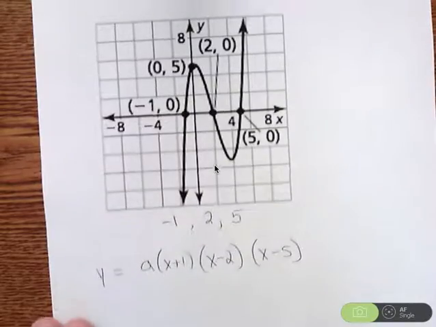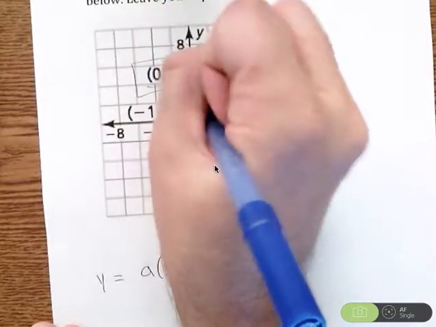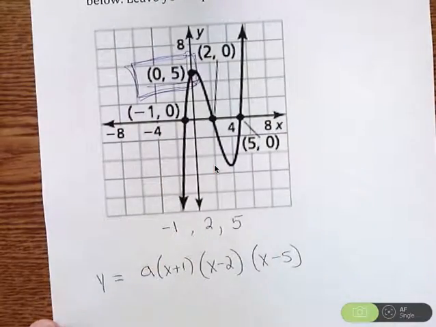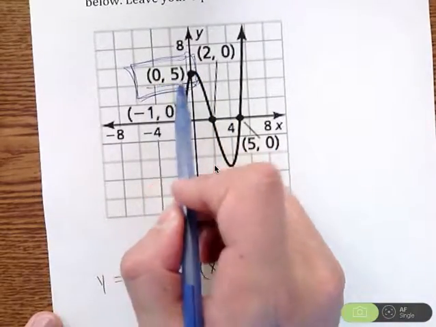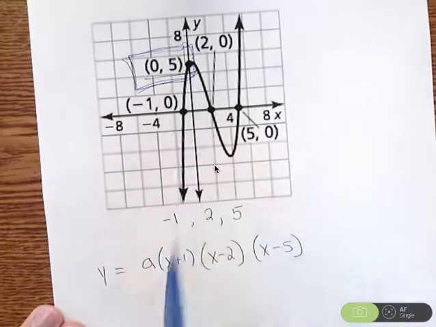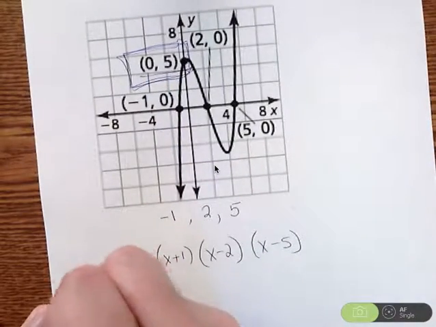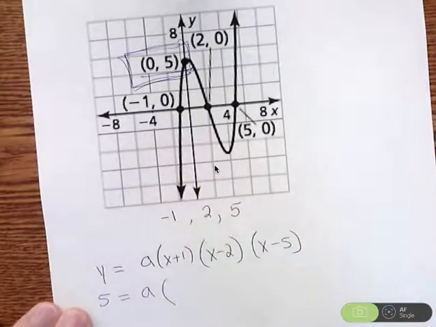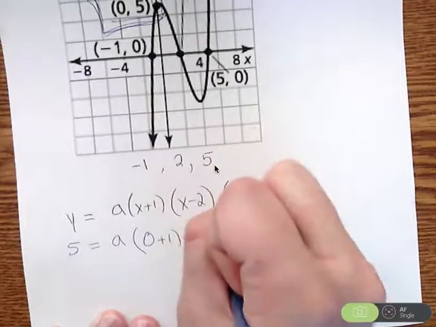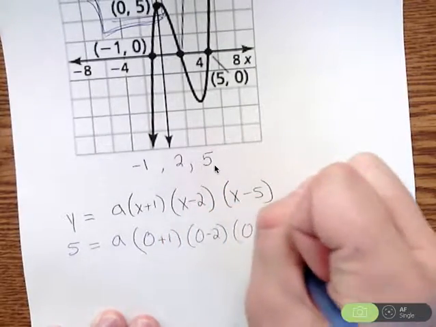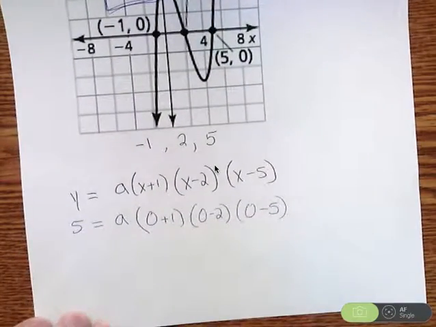And how we're going to do that is, we've already used the 3 x-intercepts, so we're going to use that y-intercept. That's going to be crucial in finding a. With that y-intercept, we know x is 0 and y is 5. So what I'm going to do is plug in 0 for x, and 5 for y. So that's going to give me 5 equals a, which I still don't know, times 0 plus 1, 0 minus 2, and 0 minus 5. So I need to simplify all of this down to be able to solve for a.